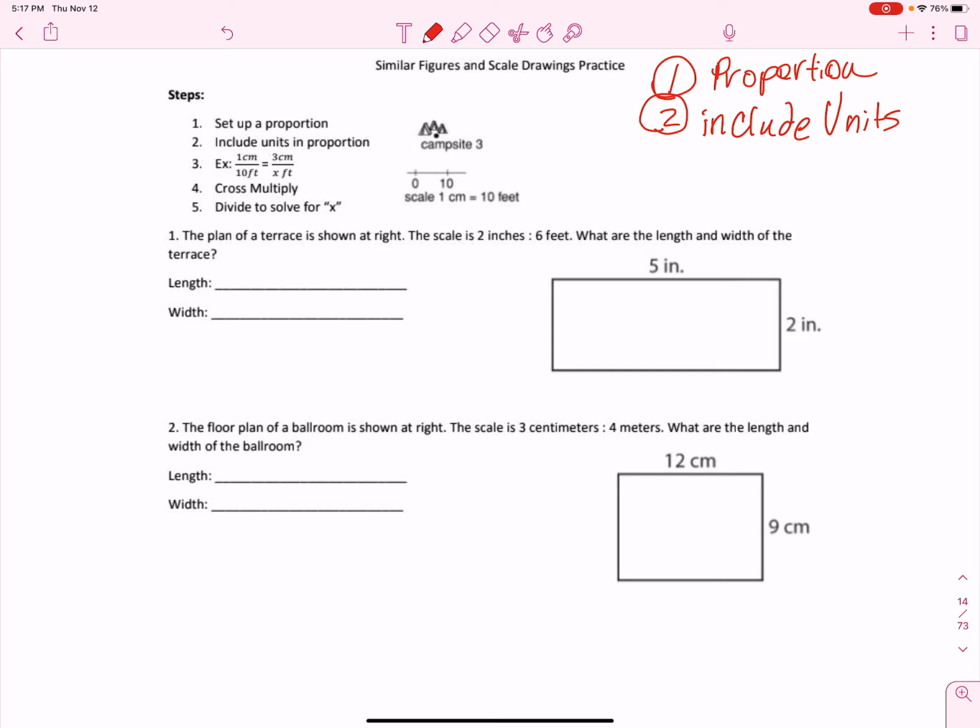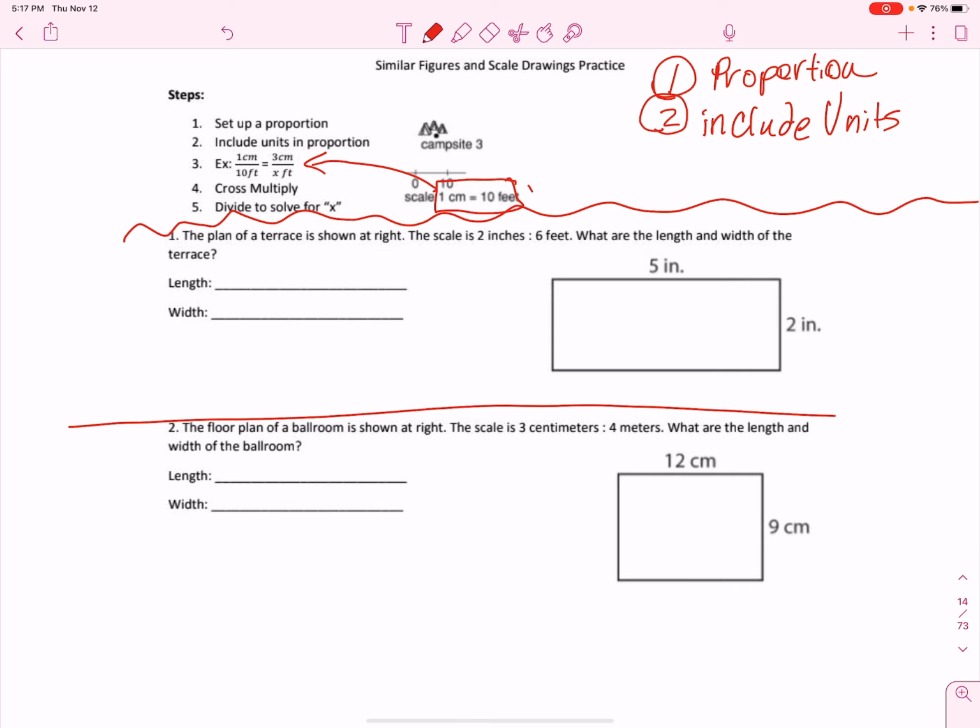So, for example, you can see over here on the left that 1 centimeter is 10 feet, right here. So we want to look at setting that up. So they take it and look at it here. All right. Let's look at this right here.